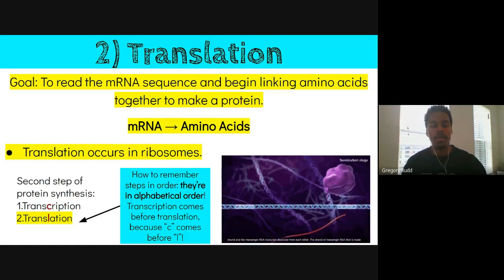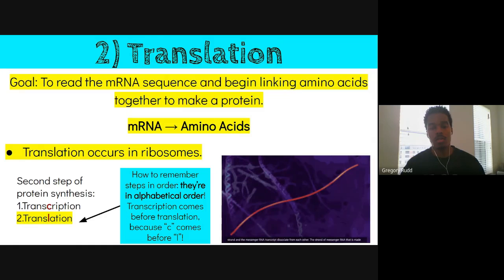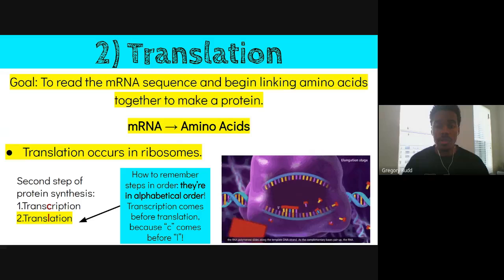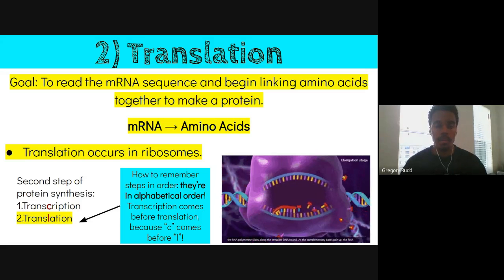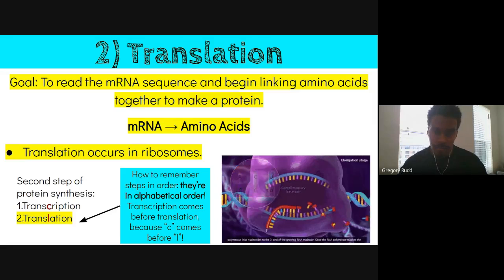This process happens inside of ribosomes, which makes sense. From Unit 2, when we first introduced ribosomes, we've been talking about the fact that they are the protein factories. They make proteins for us. So here is an in-depth discussion about how that happens.